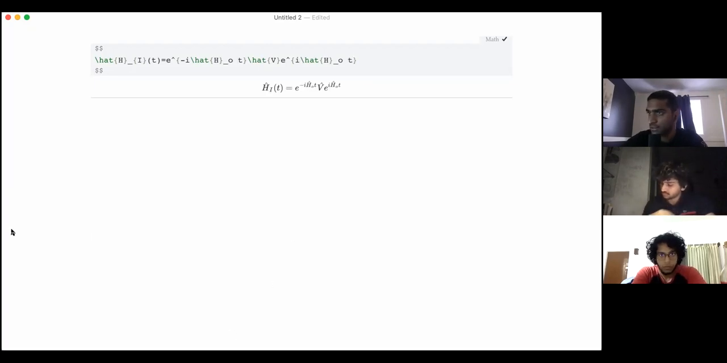Let's see if I got the minuses in the right order. Yeah, there's a plus and then there's a minus. And here, the kinetic term is just p squared. So H naught.